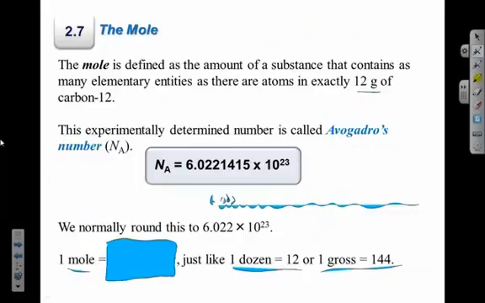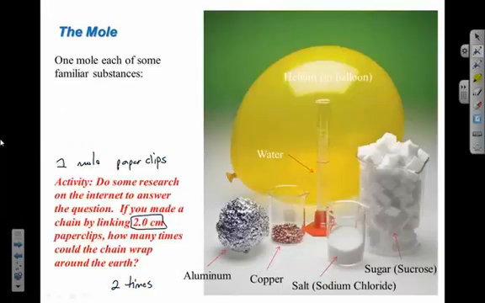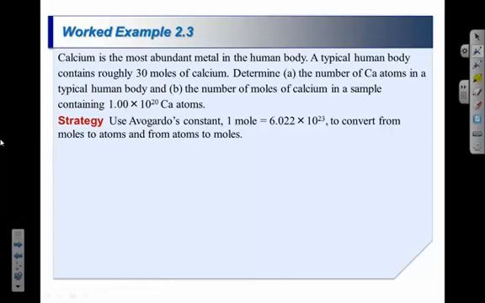And it is useful, though, when we have super tiny things, because then a mole of them will actually make enough for us to work with. So here's another example where we can work with a mole. Here's a relationship: a typical human body contains 30 moles of calcium. So that's a huge number of individual calcium atoms.